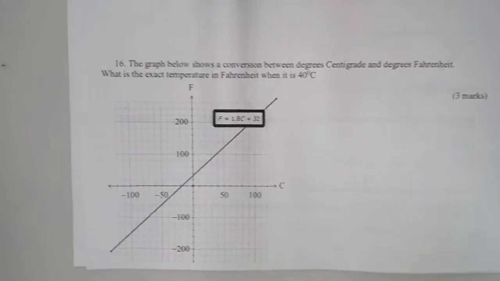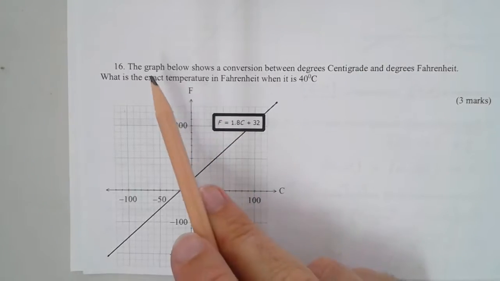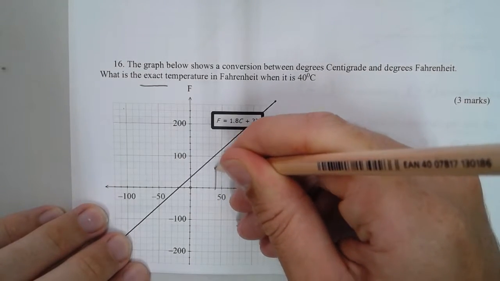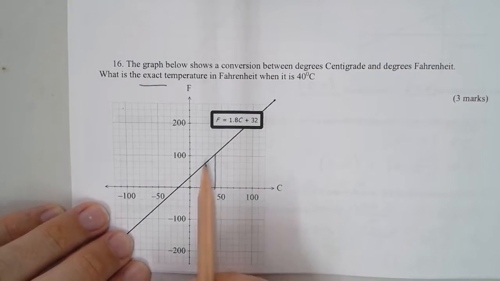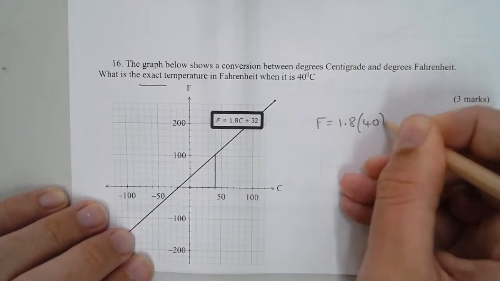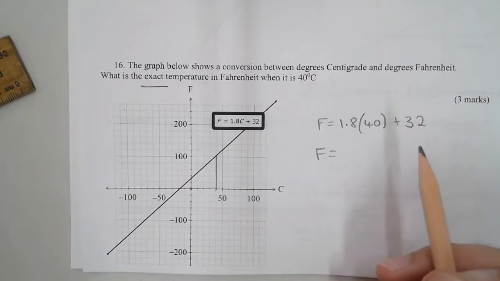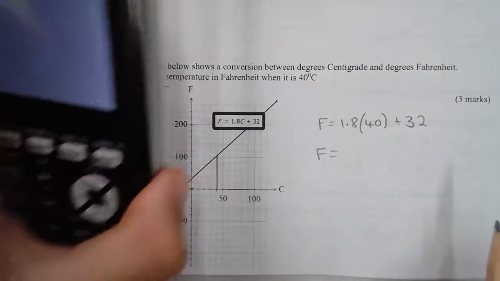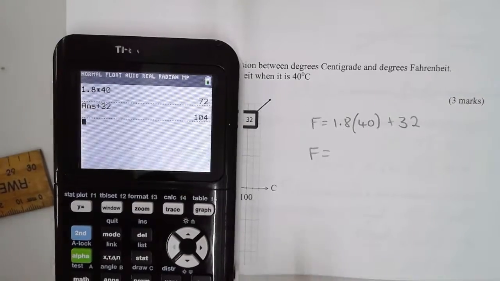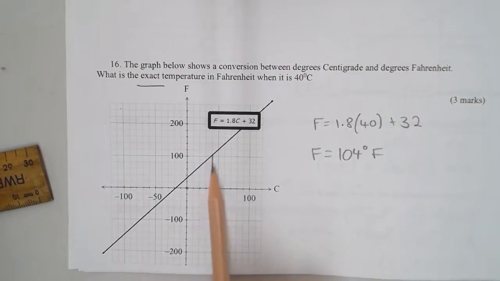Number 16. The graph shows the conversion between centigrade and Fahrenheit. What's the exact, that's important, temperature when it is 40 degrees C? Now if you went up here, it looks like your answer may be about 100 or so, but that's not exact. So all you've got to do is substitute 40 into there. So you do 1.8 multiplied by 40 plus 32. Let's use a calculator: 1.8 times 40 plus 32 equals 104. The Fahrenheit is 104 degrees. It looks about right as well.